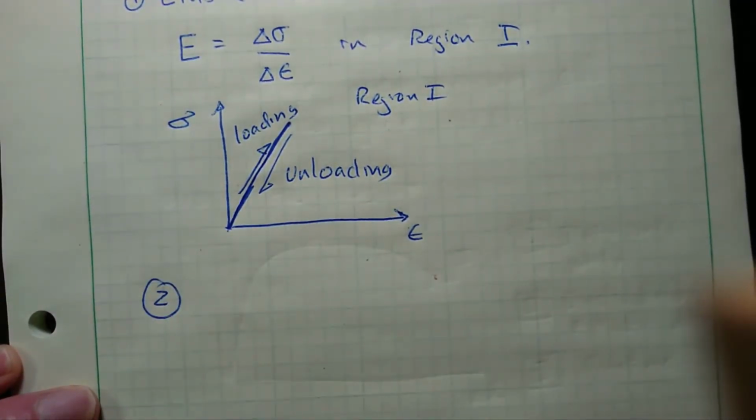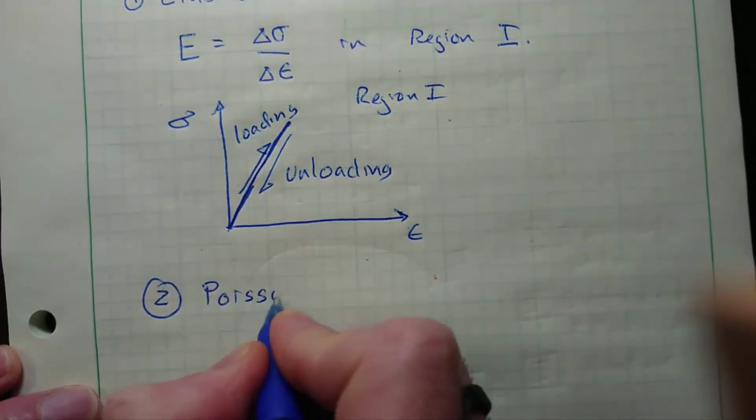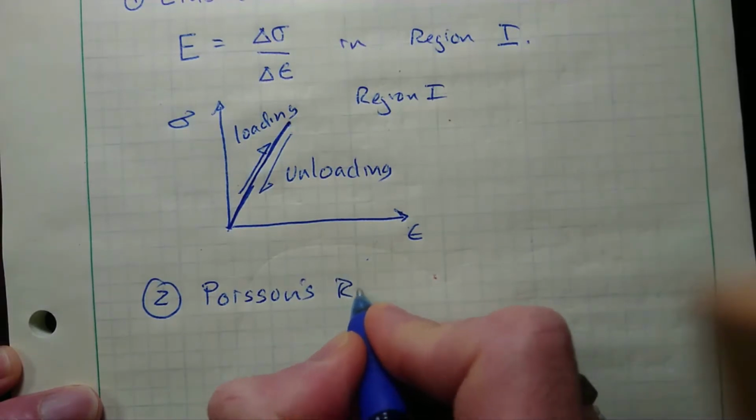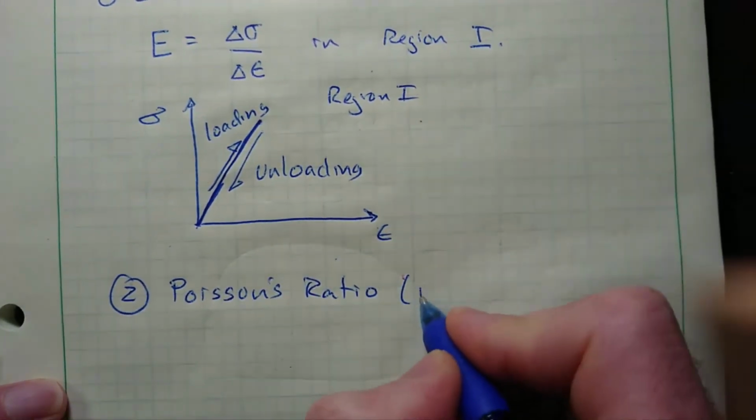A second material property is Poisson's ratio. And this measures compressibility.